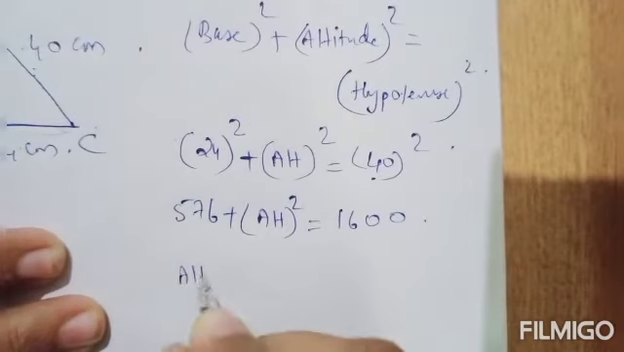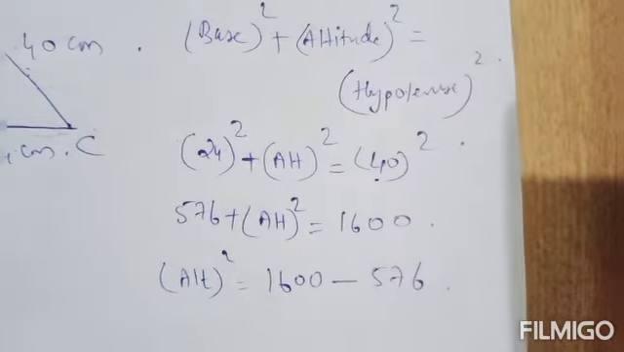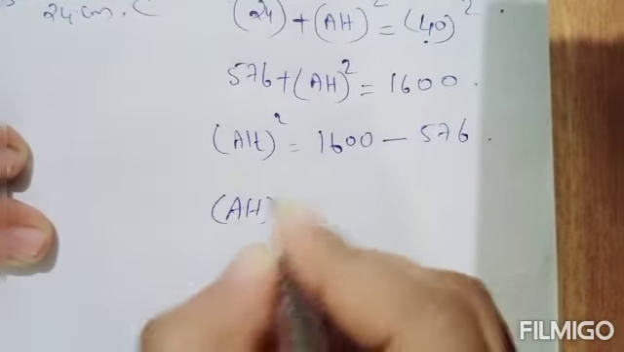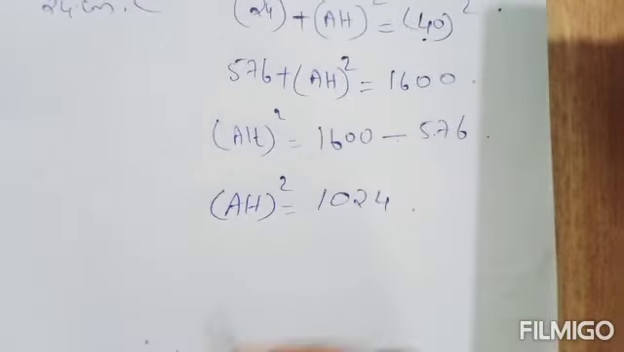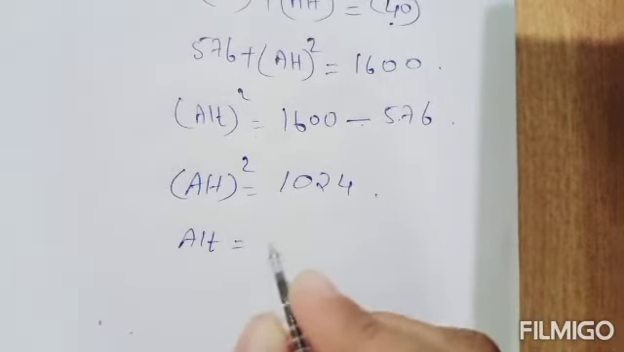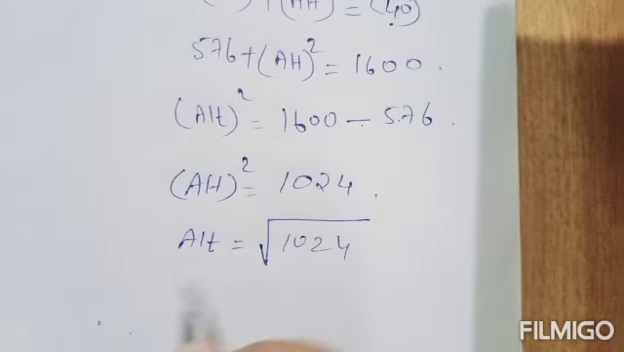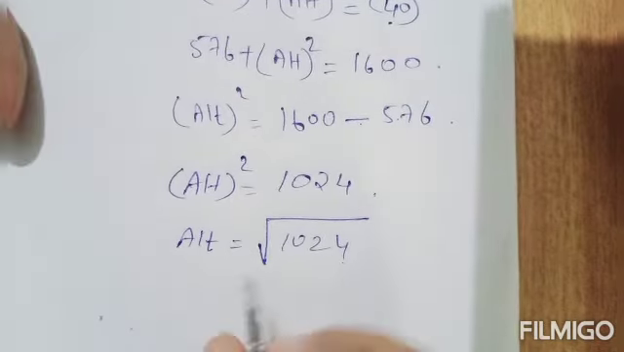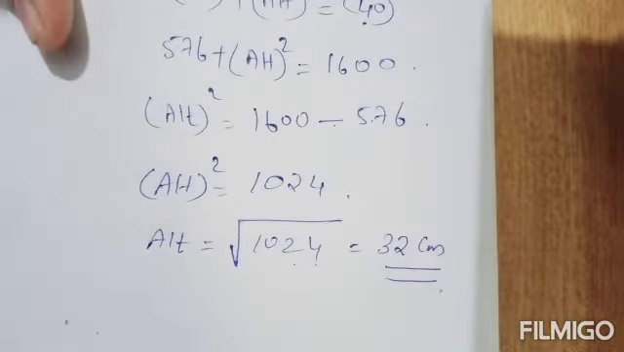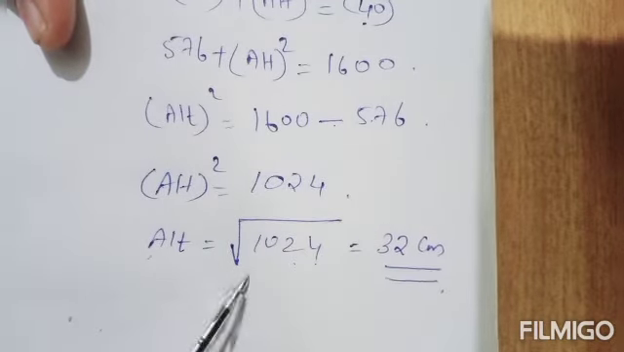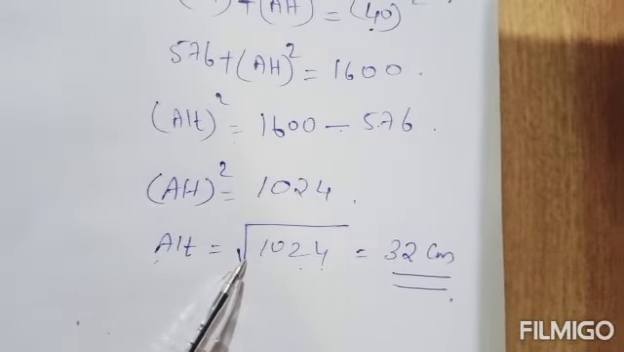So from this you can find altitude square: 1600 minus 576, it is 1024. So what will be the altitude? Altitude will be root of 1024, square on taking to the other side will be root. Root of 1024 is 32 centimeter. So altitude equals 32 centimeter. You know how to find the root of a number. You can use the prime factorization method or division method.